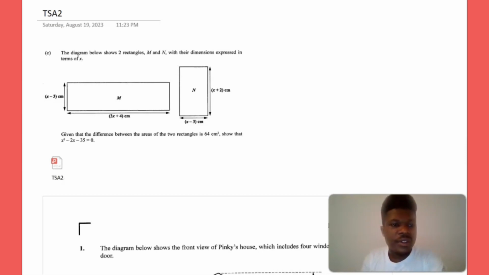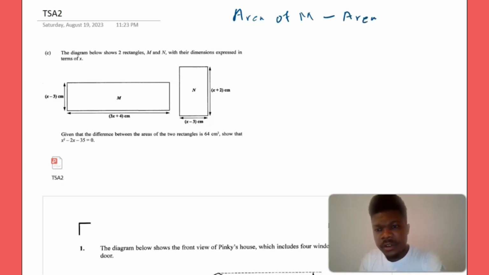So first we're going to write area of M minus area of N equals 64. That's what they're saying. When we find the area and subtract, we should get 64. Now, the width of M is x minus 3 and the length is 3x plus 4. Now we know the area means length times width, so we can simplify the area as length times width minus the same here, just say length 1 times width 1. We don't want to make it seem like we are working with the same widths.